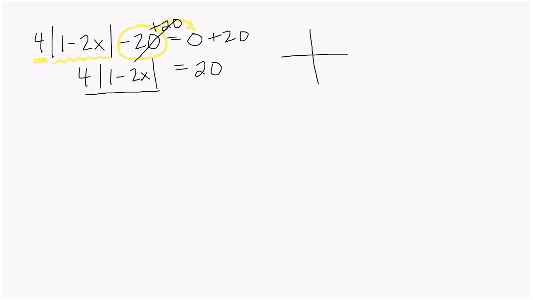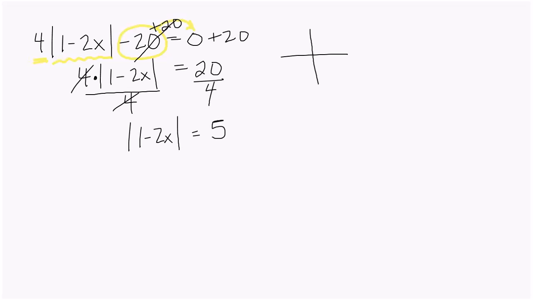And then I want to bring the 4 over to the other side, and the 4 is actually multiplying. The operation isn't shown here, but it's like that. So if I'm multiplying the absolute value expression by 4, then dividing by 4 will get rid of it. And that's going to leave me with 1 minus 2x is equal to 5.